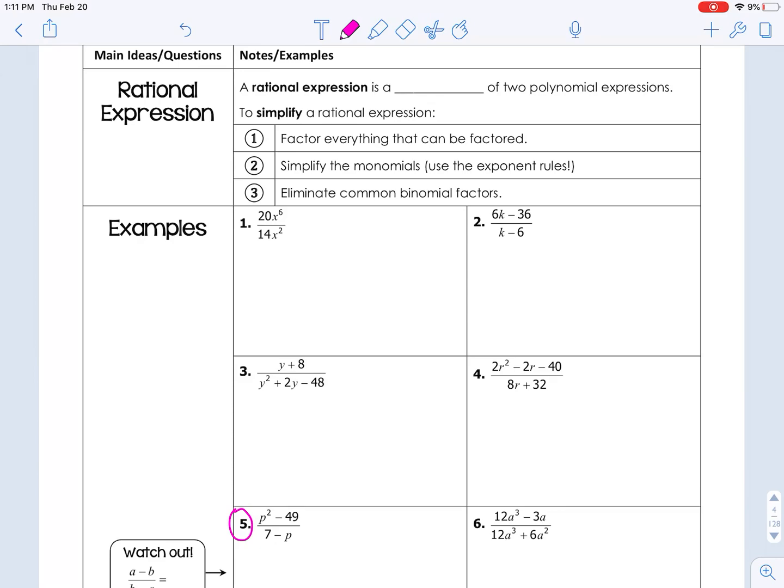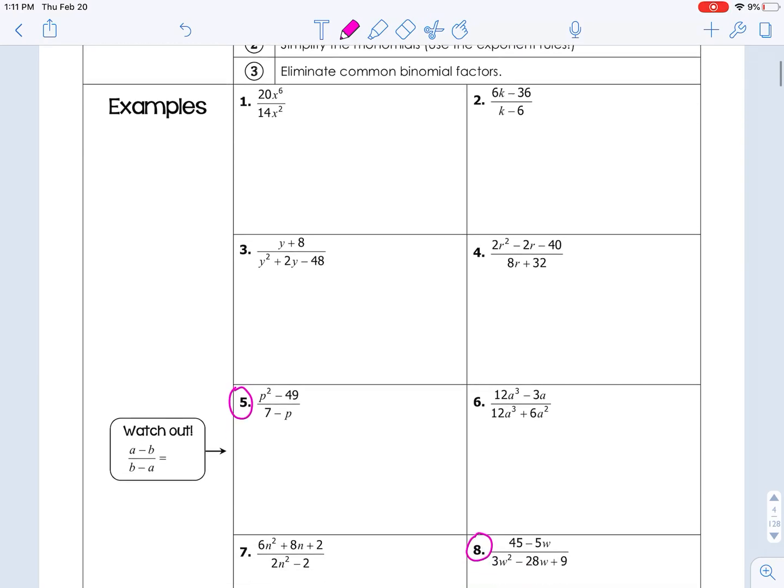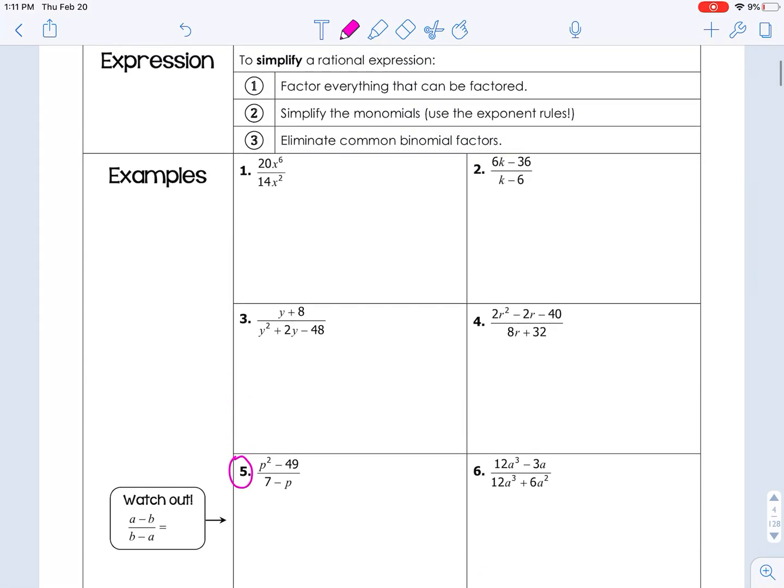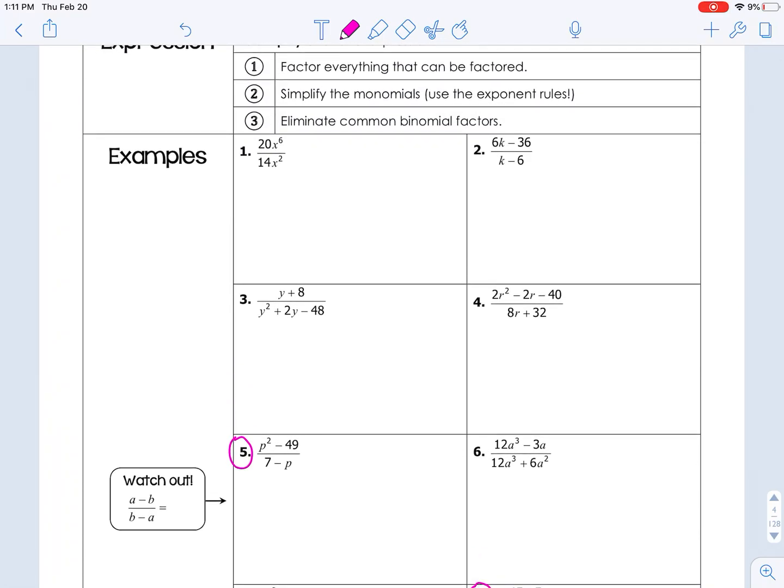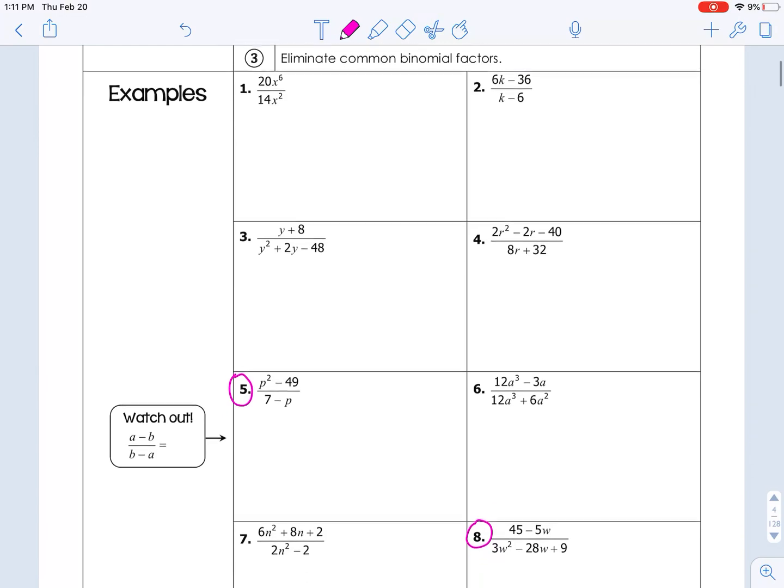This one you should have done. If it's not, make sure to fill it in and to finish it. I would like both assignments 1 and 2 done by the next time that we meet. So the first thing I want to do is number 5.